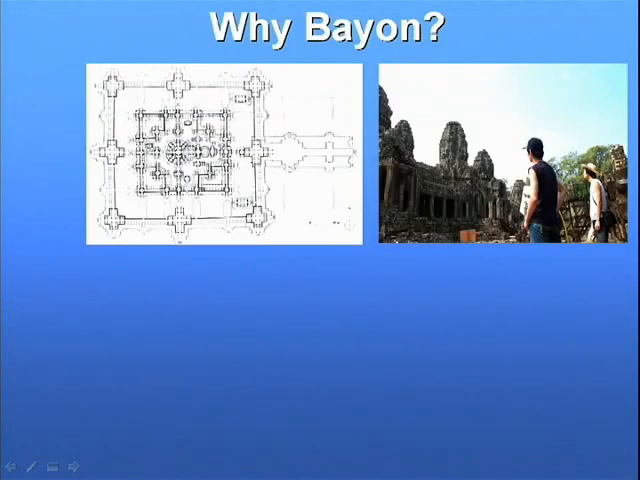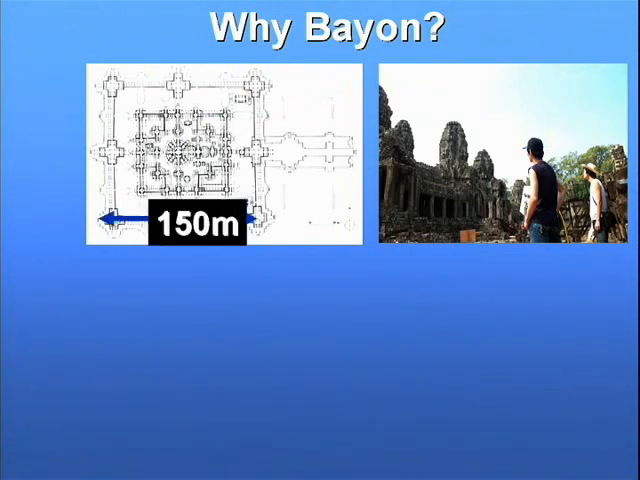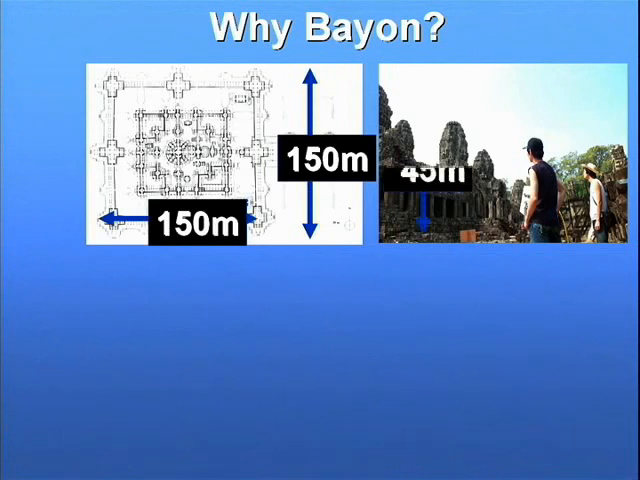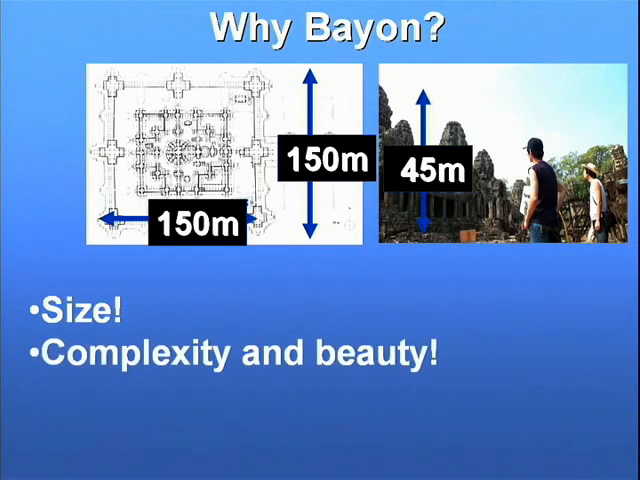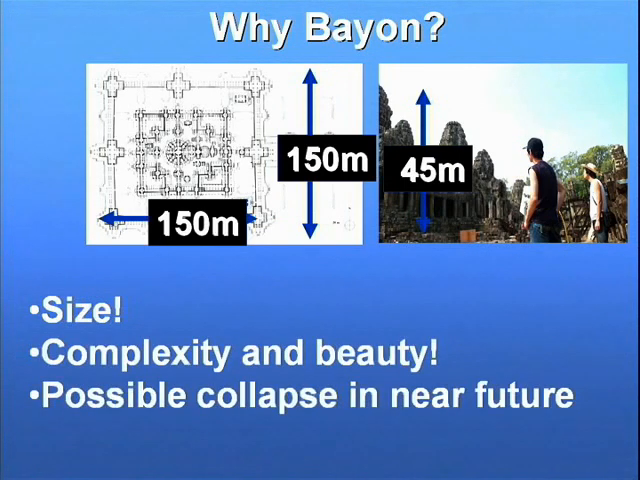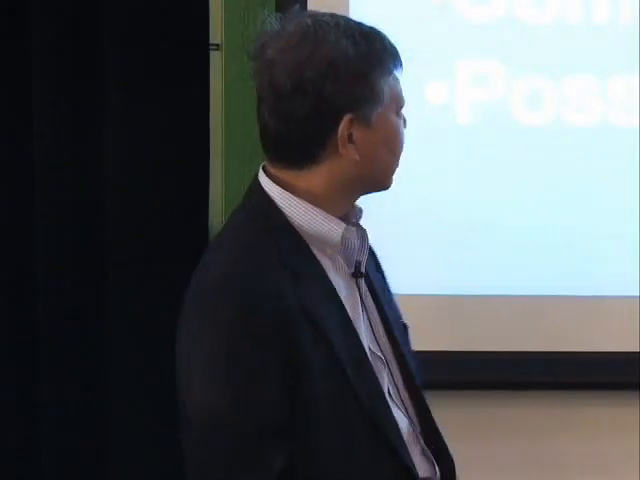Then why did we choose this Bayon temple? First of all, it is 150 by 150 by 45 meters, so quite big and provides a good challenge. And secondly, as the video explained, it is beautiful and complex. And thirdly, the central tower is inclining year by year, so there is a possible collapse in the near future. So before a collapse, it's a good idea to take 3D data.